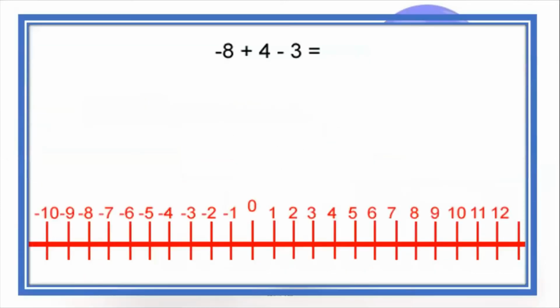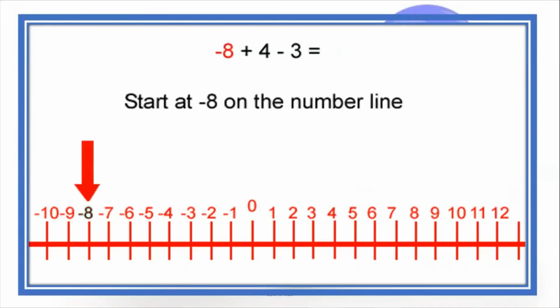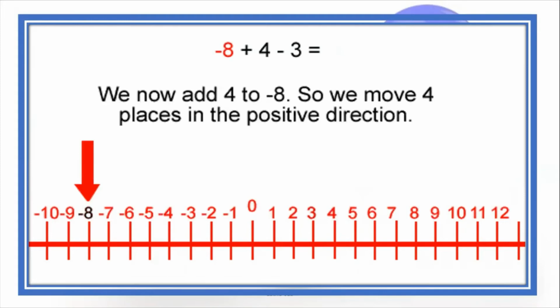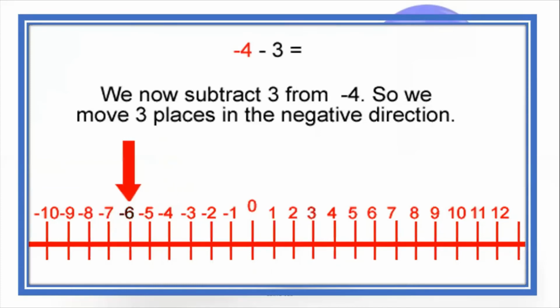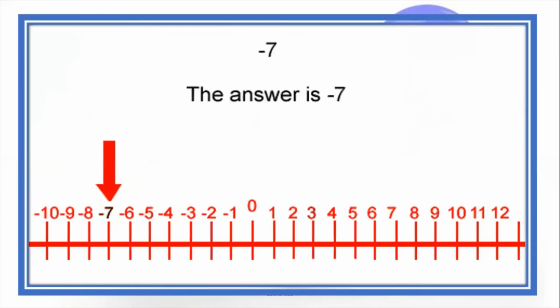The same applies where minus 8 plus 4 minus 3. Work left to right. Start at minus 8 on the number line. We now add 4 to minus 8. So we move 4 places in the positive direction. Then we move 3 places in the negative direction. That is minus 3. So our answer is minus 7.